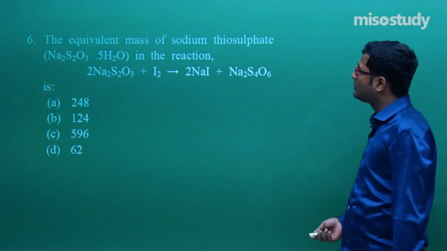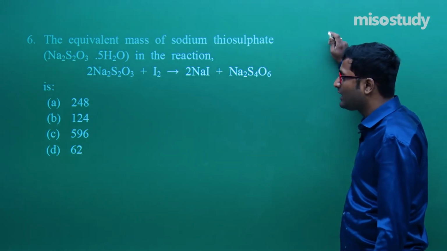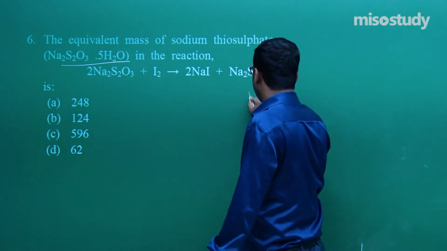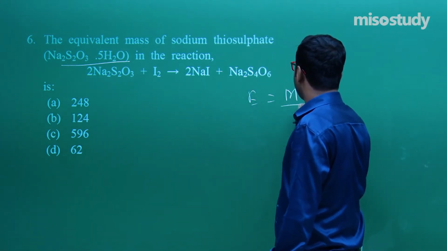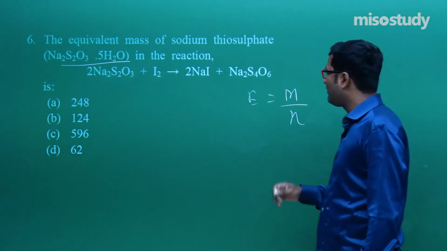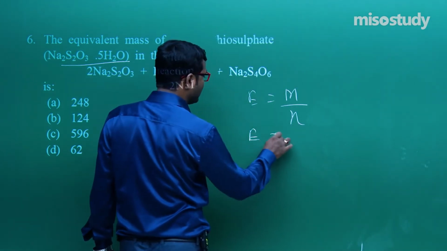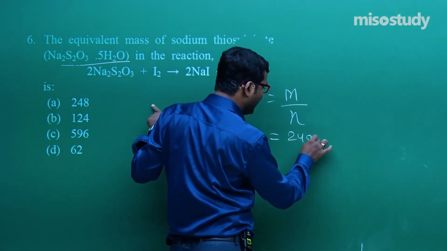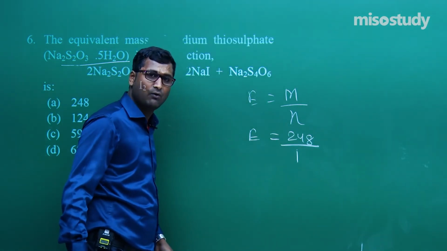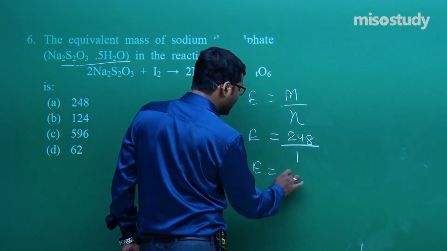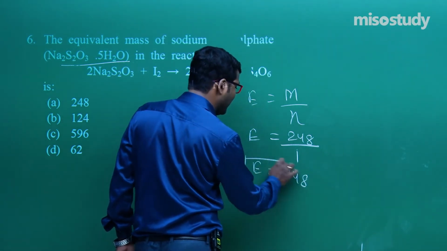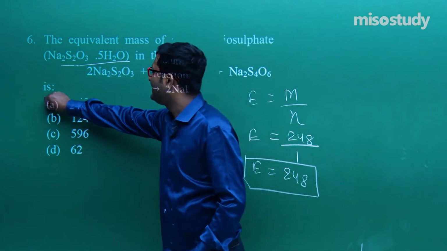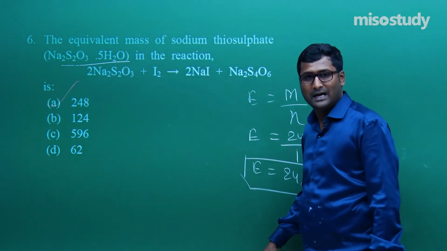This is again a simple question. The equivalent mass of sodium thiosulfate, Na2S2O3. As we know, equivalent mass is equal to molar mass upon N. During my lecture, I have also discussed this thing. The molar mass of Na2S2O3 is 248 and N is equal to 1 here. So the equivalent mass is equal to 248. So for this question, it's very simple. 248 is the answer. Clear?